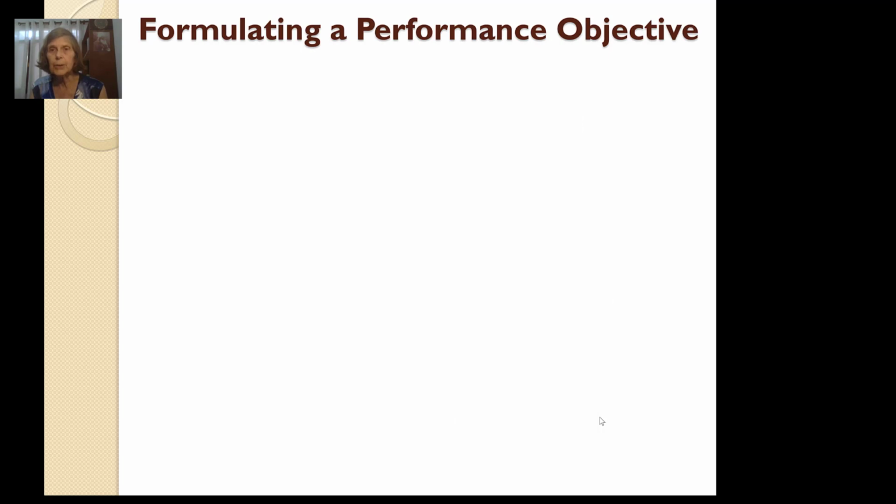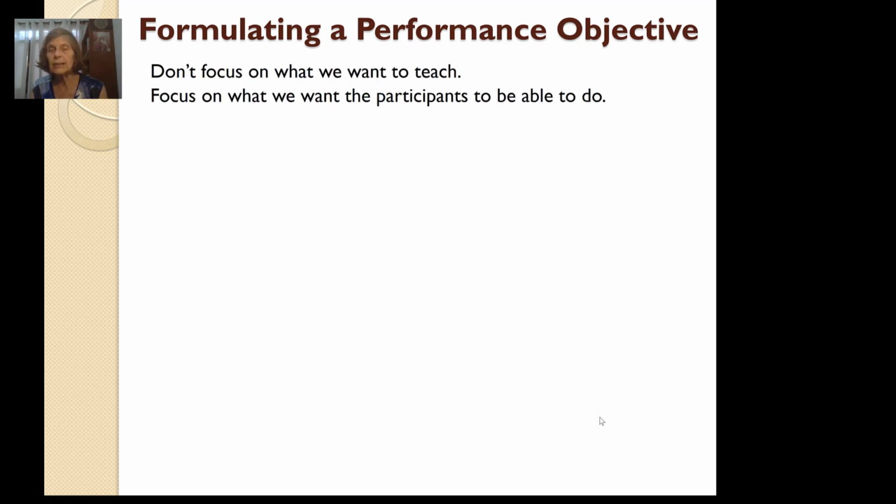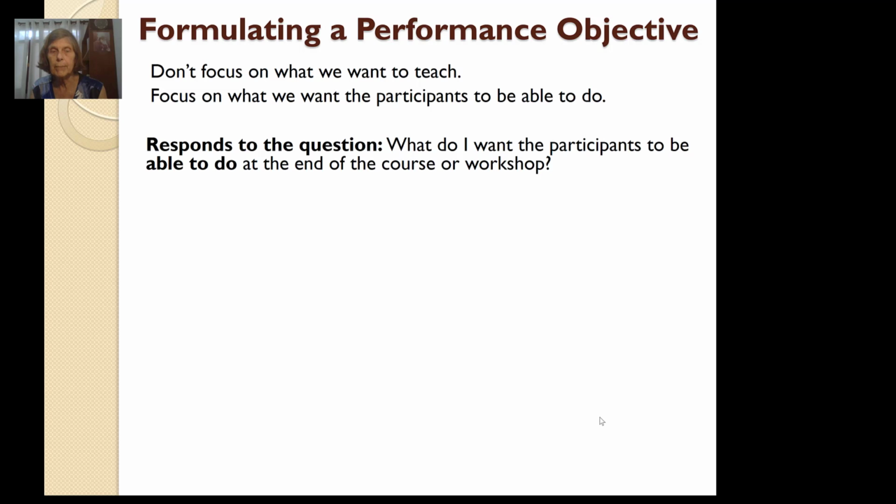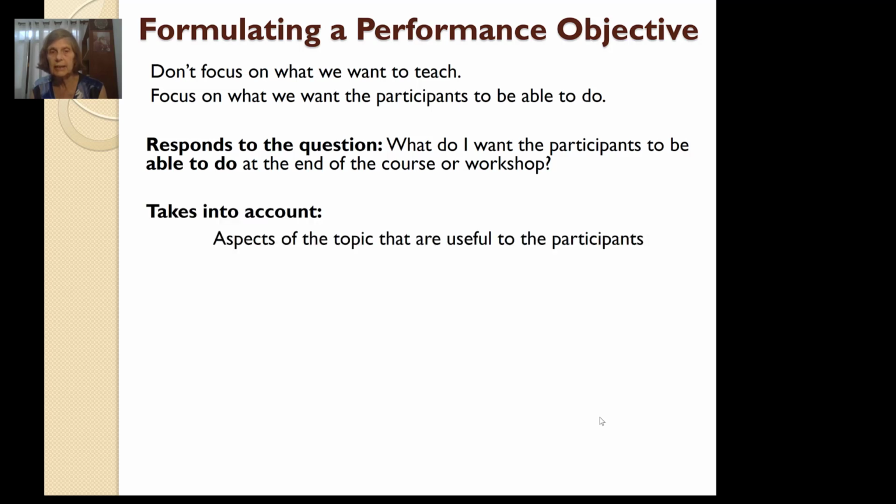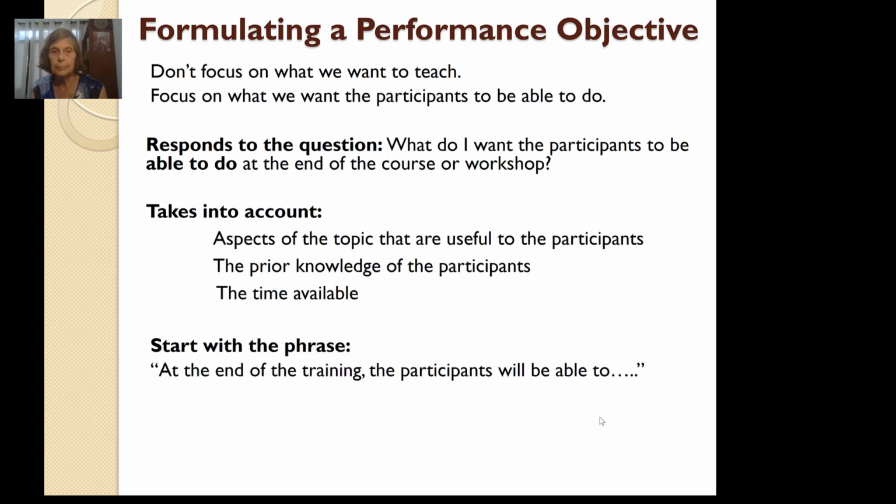In order to formulate a performance objective, we do not focus on what we want to teach. Rather, we focus on what we want the participants to be able to do. A performance objective responds to the question, what do I want the participants to be able to do at the end of the course or workshop? And we take into account aspects of the topic that are useful to the participants, the prior knowledge of the participants, and the time available.